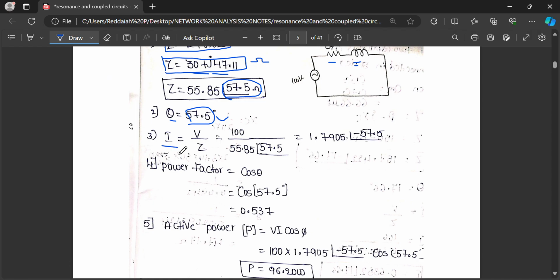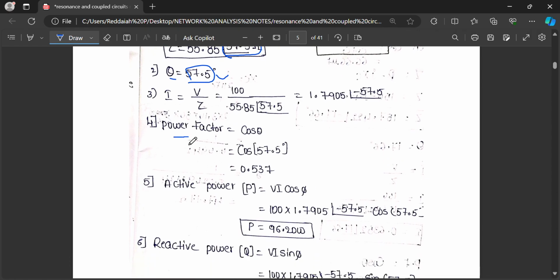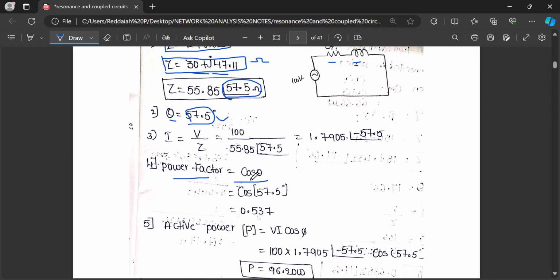Next, current I equal to V by Z. That is Ohm's law for AC circuits. I equal to V by Z. In polar form only we have to consider the Z because division will be done in polar form only. That we have to consider. Next, power factor. Power factor is the cosine of the angle between voltage and current, or cos of the phase angle. Cos of theta, cos 57.5, this is the power factor.